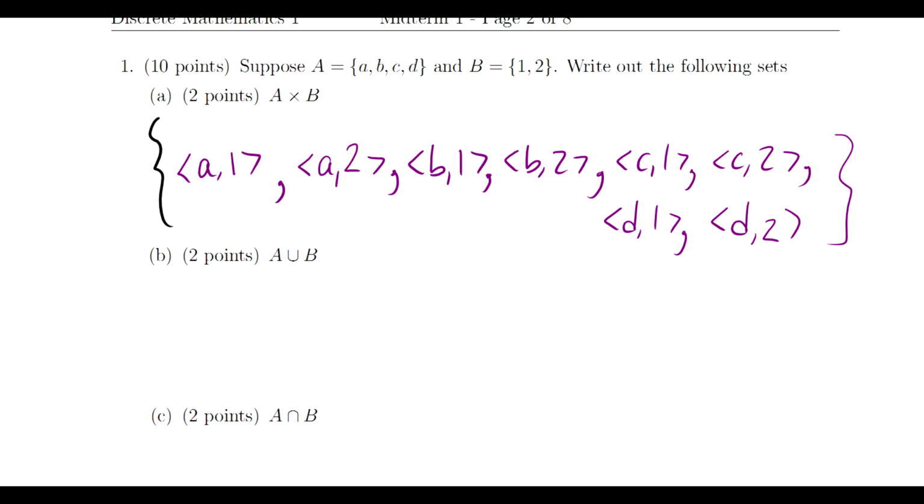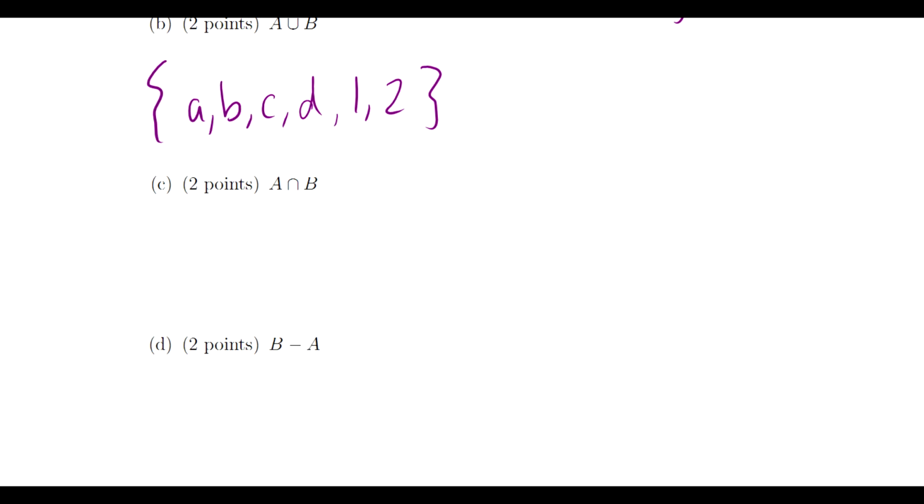the cross product. Okay, A union B is all the elements of A and all the elements of B. So we get the set {a, b, c, d} from A, and then all the ones from B, so 1 and 2. Okay, what is A intersection B? Well, these are the elements that are in both sets. So what's in both sets? Right, there's nothing in both sets. So this is just the empty set, which can be written as this.